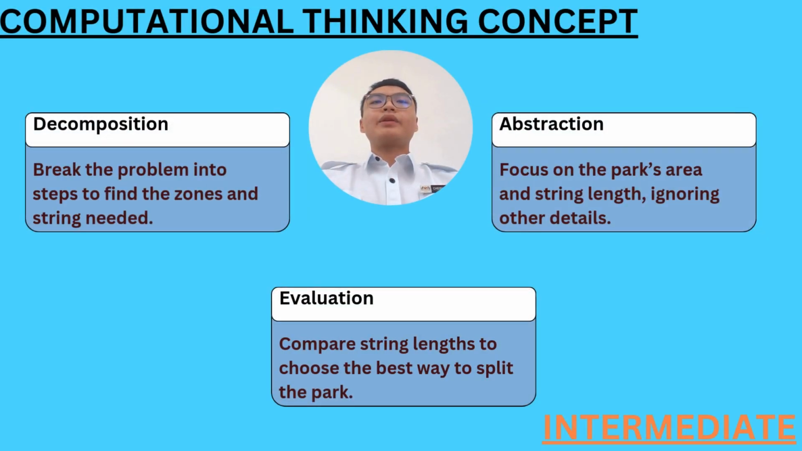Now we look at the computational thinking concepts that we use in the intermediate question. The first one, decomposition. We break the problem into steps to find the zones and the string needed. And the second one, abstraction. We focus on the park's area and string length, ignoring other details. And the third one, evaluation. We compare string lengths to choose the best way to split the park.